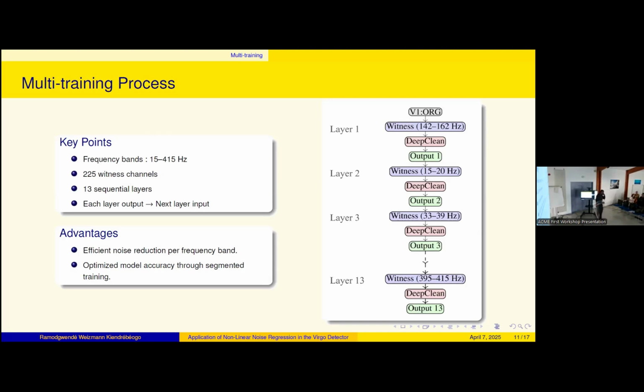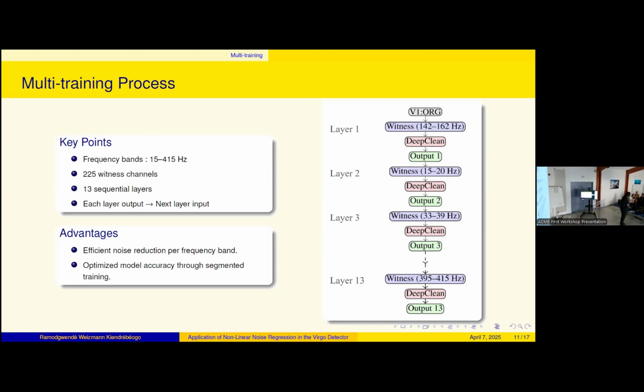Any other questions? Out of curiosity, you said that the biggest improvement came in the 55 to 56 hertz band. So presumably from your witness sensors, you know what the cause of that noise is in that band. Is that right? Do you know what was causing the noise that you're now removing? Presumably because that can feed into future design.